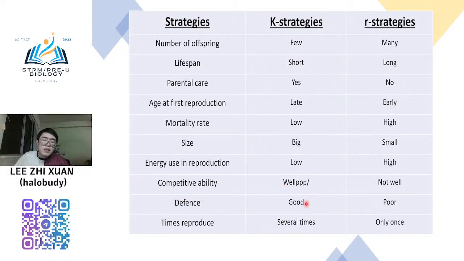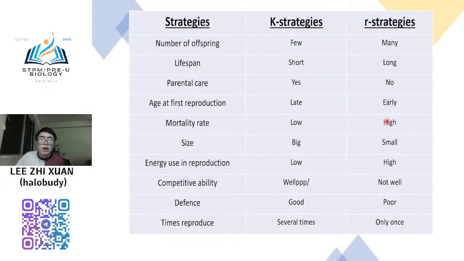Then defense is good. Time of reproduction is repeated over time. So normally this K strategy, if you apply it in survivorship, is like type 1 survivorship. And then you go to R strategy, small r strategy, you see that offspring are very many. It will produce many offspring. Lifespan is very long and no parental care. And then age at first reproduction is at a very early stage.